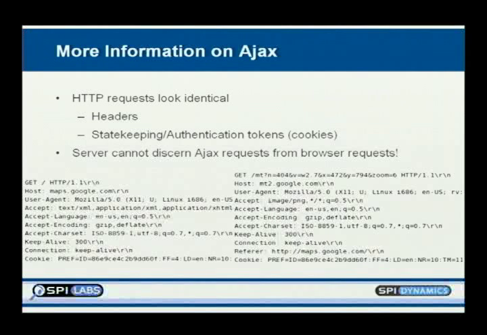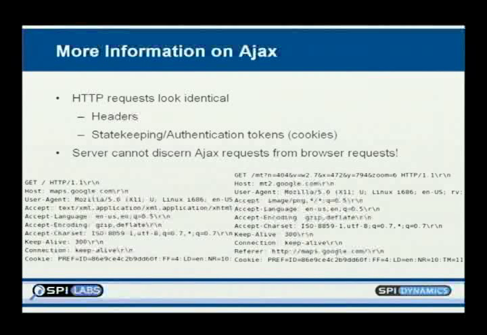And here's why. HTTP requests from Ajax are identical to the server. These are 2 requests. The one on the left was made to Google Maps just to fetch the initial page. The second request was made by Ajax from Google Maps. You'll notice that it actually has the same cookie. The browser goes ahead, shoves all that stuff in for me. It's got the user agent, everything.